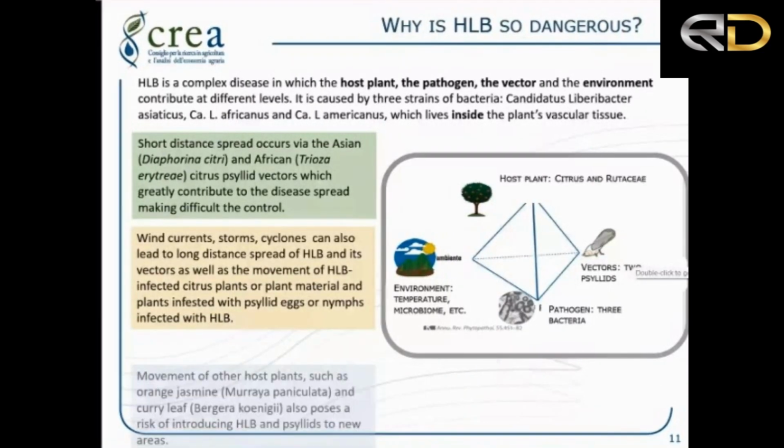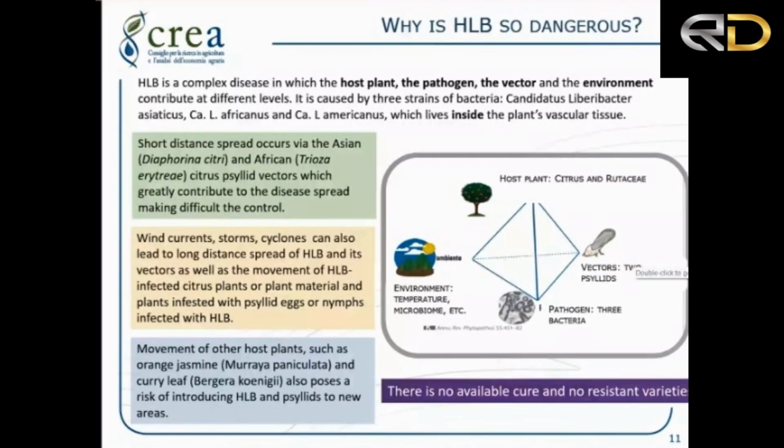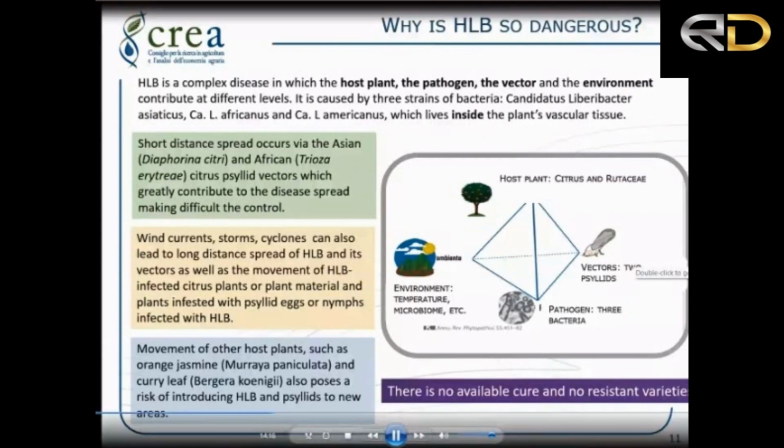Another aspect to consider is that there are also other host plants different from citrus which can host the disease. Murraya paniculata, the orange jasmine, and Bergera koenigii, the curry leaf plant, are considered important hosts of the bacterium, and for this reason they pose a risk of introducing HLB and psyllids to new areas. Finally, there is no available cure against the disease or against the vector, and no resistant varieties are known.